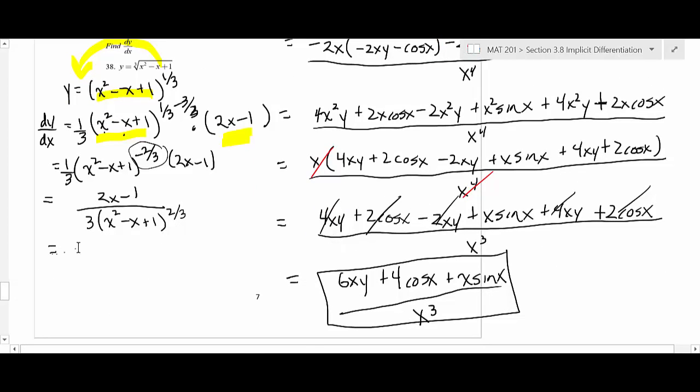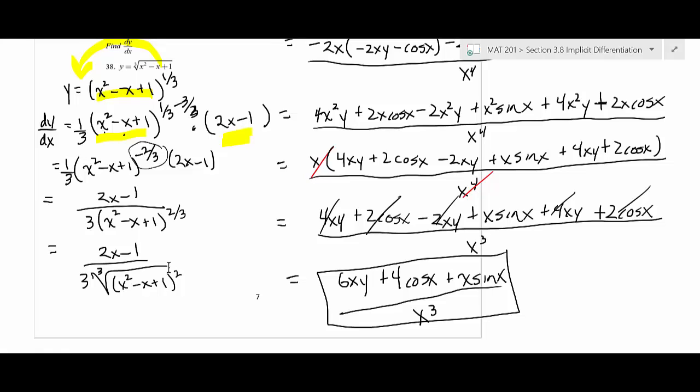I'm going to go ahead and do that. So that's going to give 2x minus 1 over 3 times the cube root of (x squared minus x plus 1) squared. And then that trinomial doesn't factor, so that would be as far as we take that.